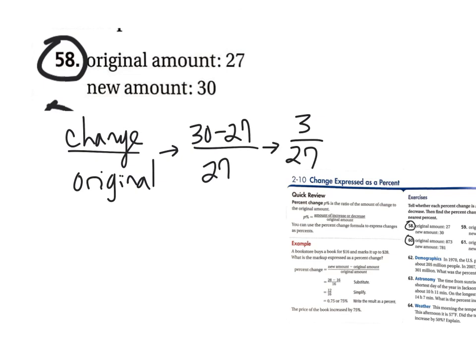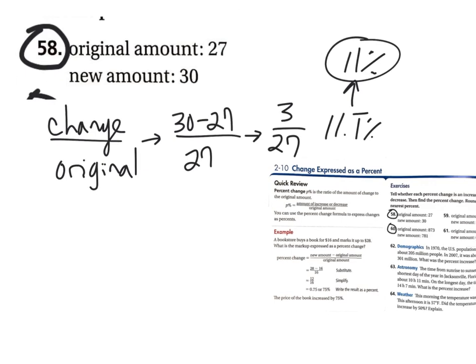They want us to round these to the nearest percent. So this comes out to like 11.1 repeating. So to the nearest percent, that would be 11%.